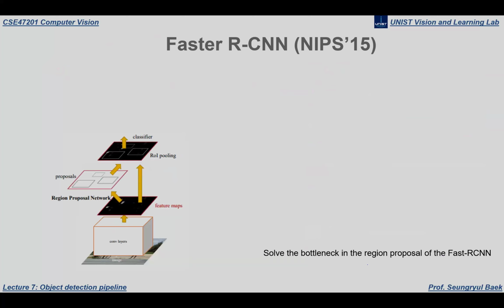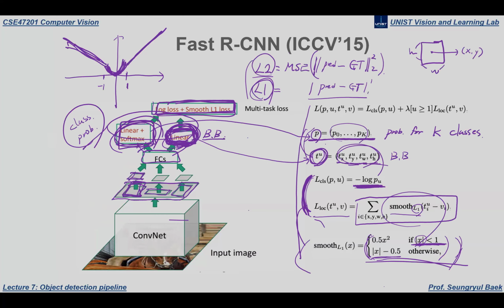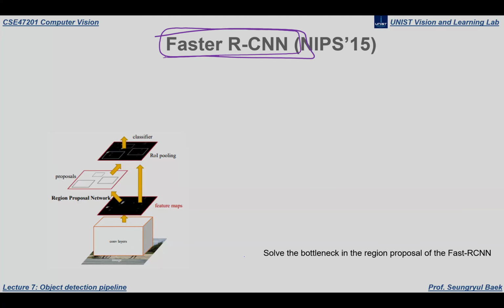But sorry, the time is over. So later, we will further learn about Faster R-CNN. That is a faster algorithm compared to Fast R-CNN, solving a few more problems in Fast R-CNN. So we will review that next Monday. Okay, thank you.